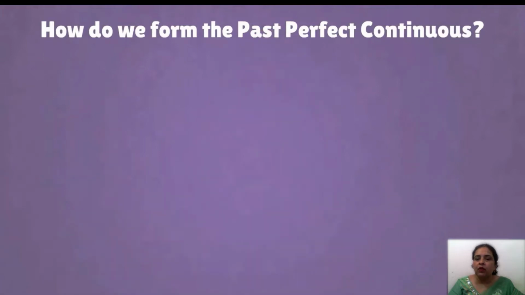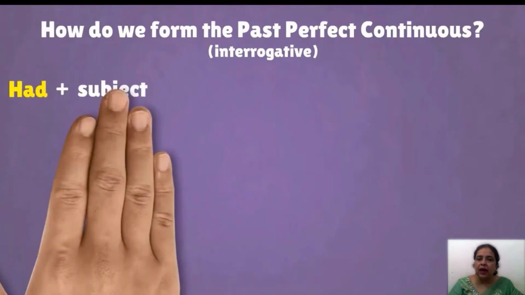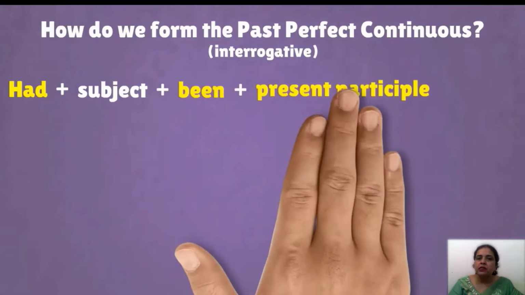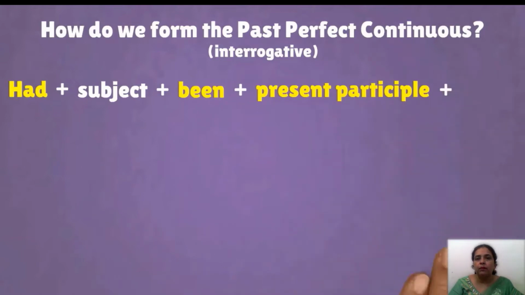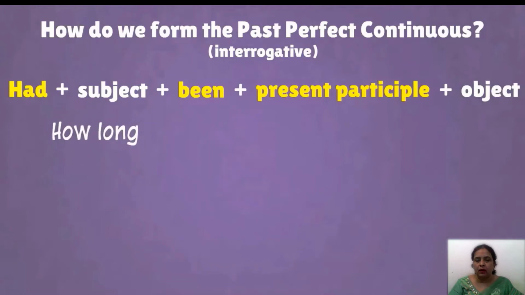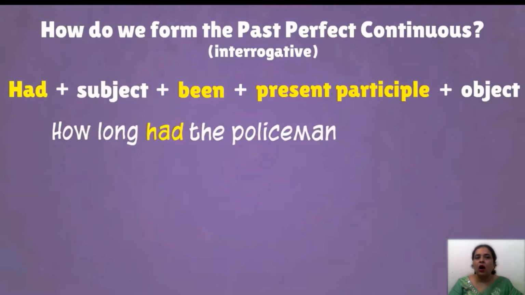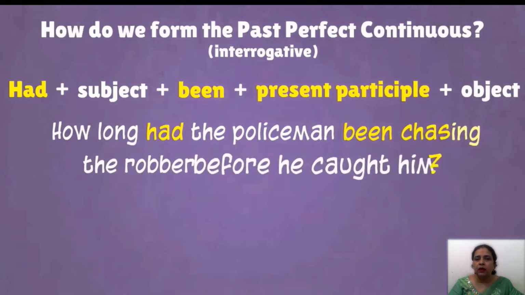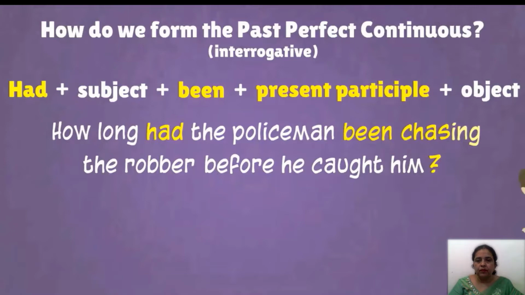Now let's see how to make past perfect continuous tense in interrogative. To make it interrogative, we have to bring the auxiliary verb had before the subject. So had plus subject plus been plus present participle form of verb plus object, and at the end we have to put a question mark. For example, how long had the policeman been chasing the robber before he caught him?